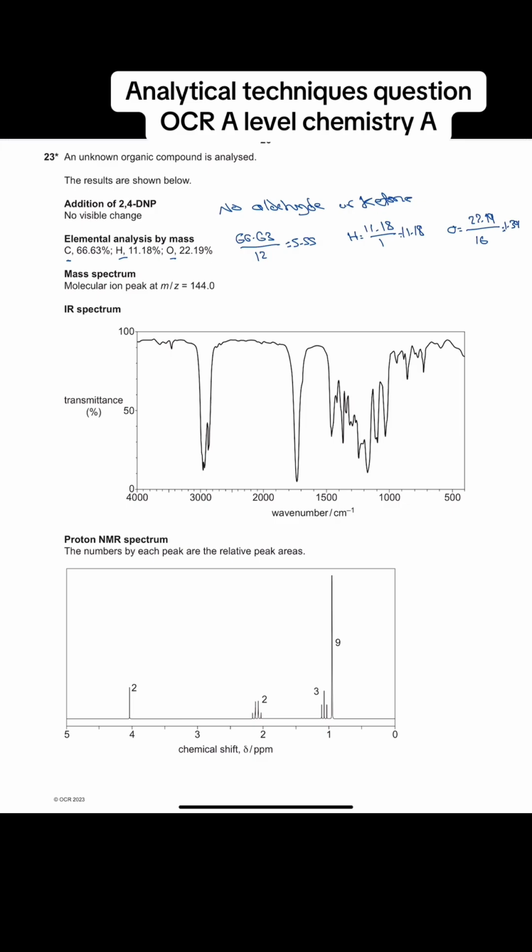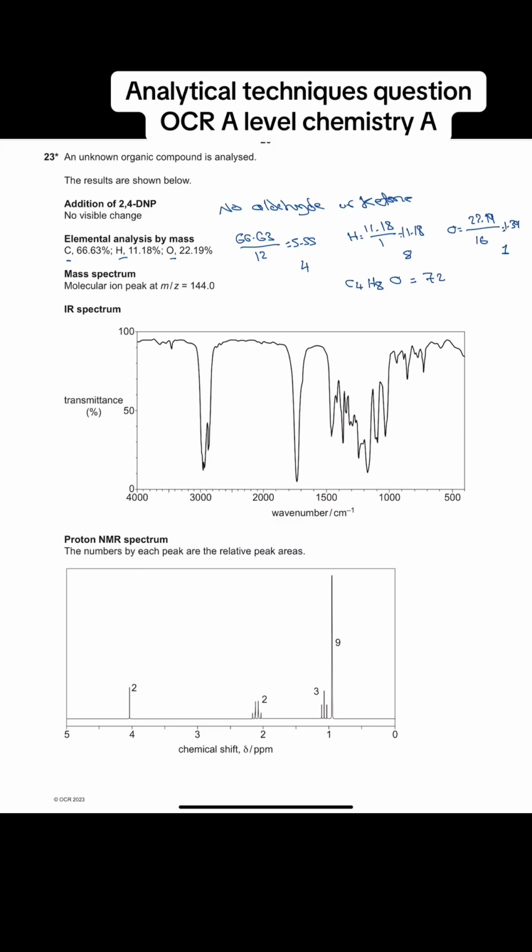You divide all three numbers by the lowest one, which is 1.39. That will give you, for the carbon, 4. For the hydrogen, it's 8. And for the oxygen, it's 1. So the empirical formula is C4H8O. And the mass of the empirical formula is 72.